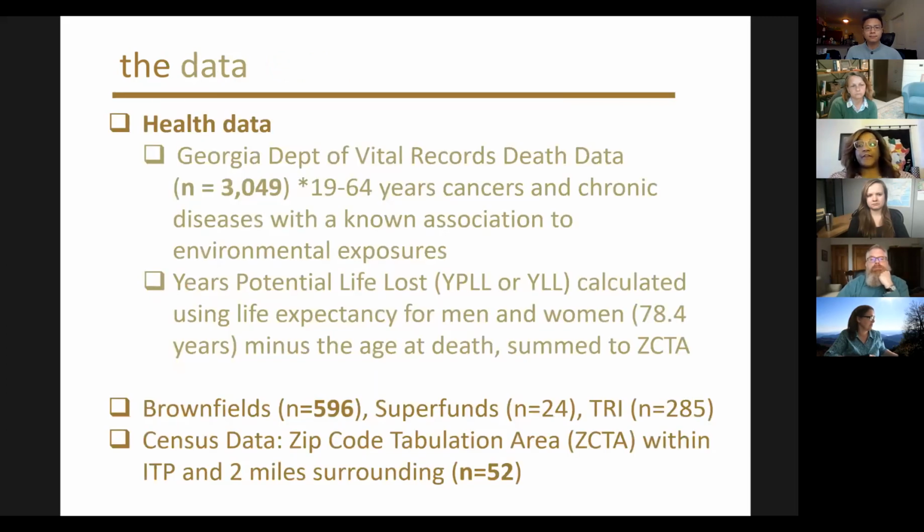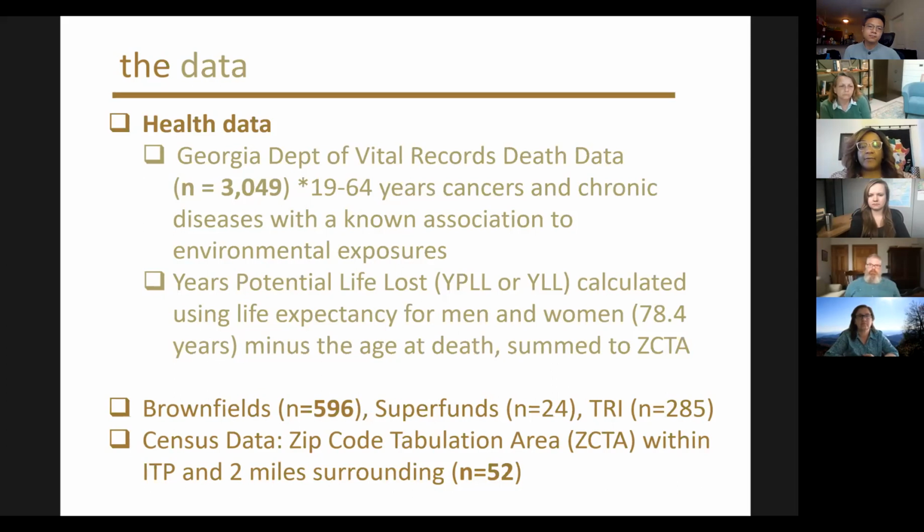We used Georgia Vital Records death data, but excluded deaths from injuries and trauma or diseases with genetic origins, alcohol, cirrhosis, infectious diseases such as HIV, tuberculosis, and meningitis. We excluded sickle cell disease, lupus, and other neurological disorders such as epilepsy and seizures. And we also excluded diseases of unknown origins. Why? Because we wanted to restrict our cohort to chronic diseases and cancers with a known association to environmental exposure.